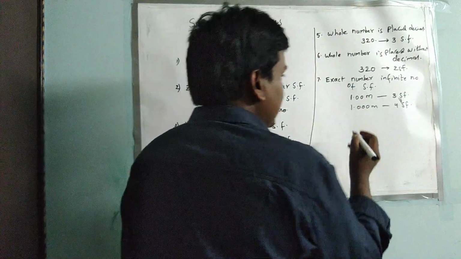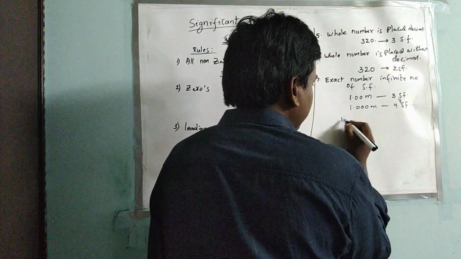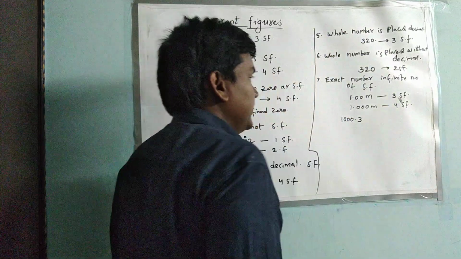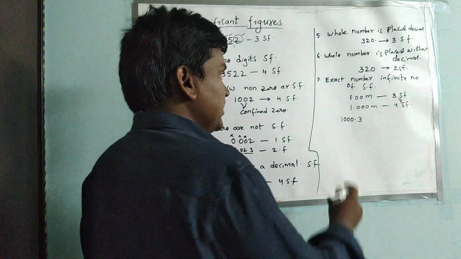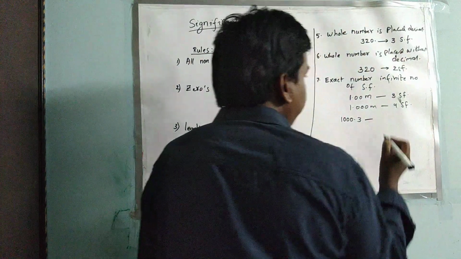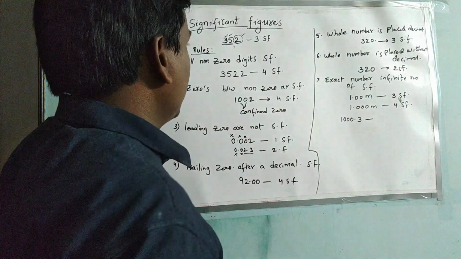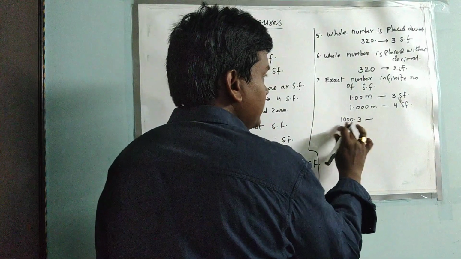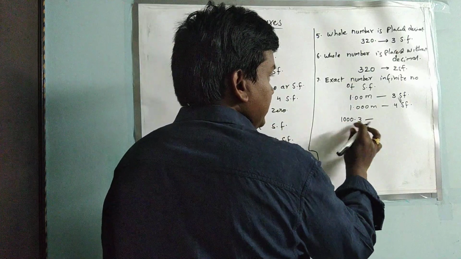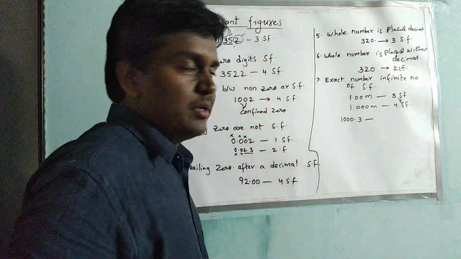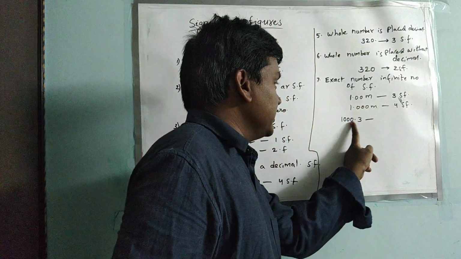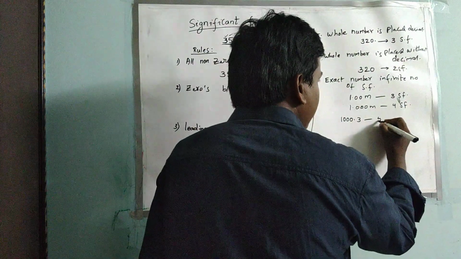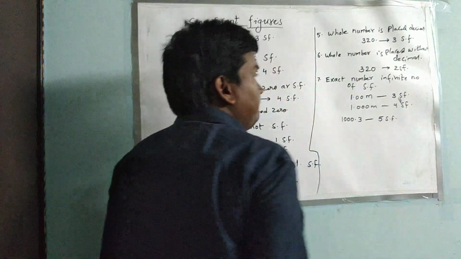And if I consider a number here, 100.3, how many significant figures are there in this? According to rule number 2, these zeros are between 2 non-zeros. Whether a decimal is there, don't consider. These zeros are between 2 non-zeros. So total 5 significant figures are here.